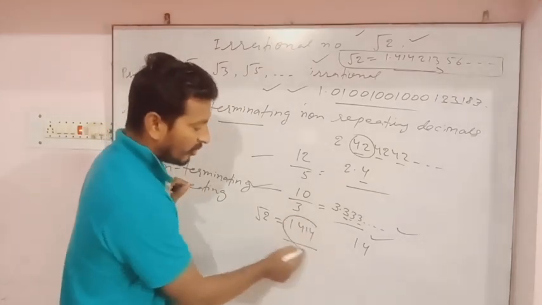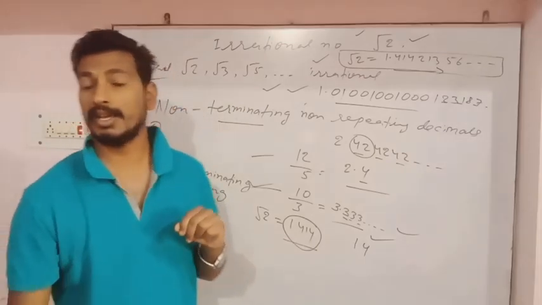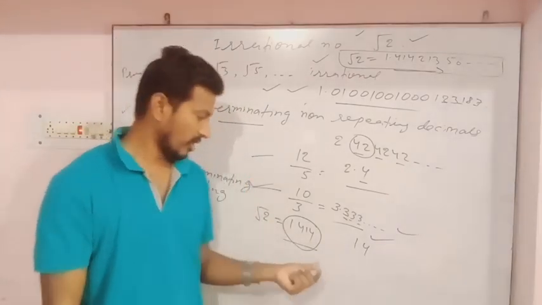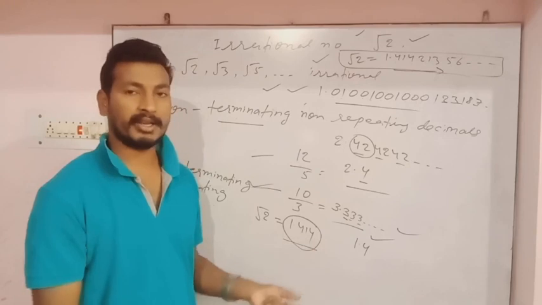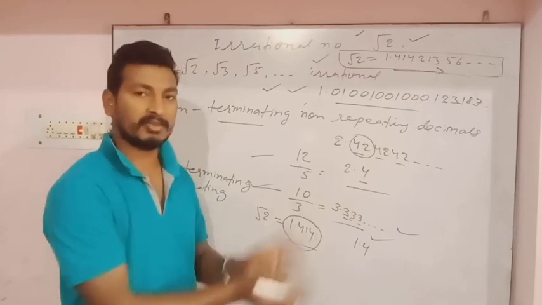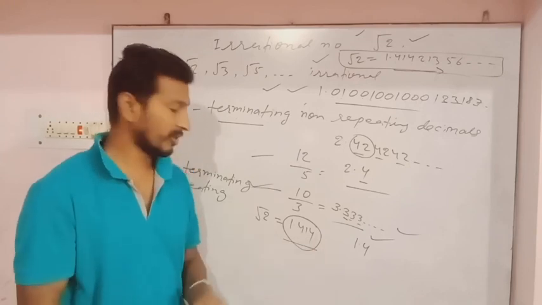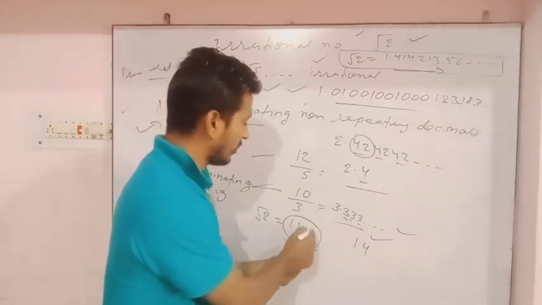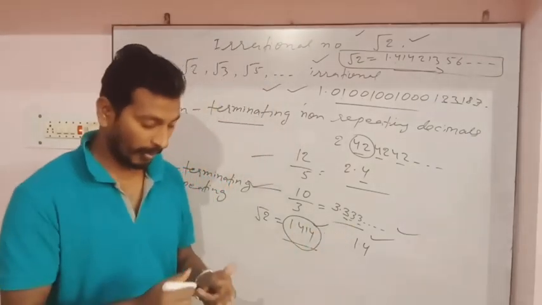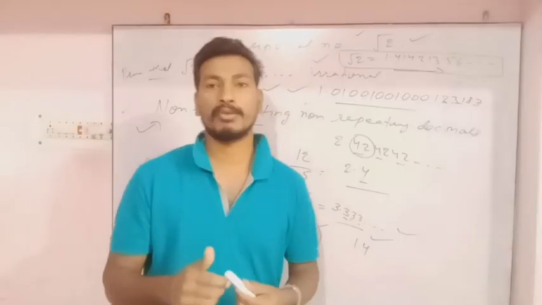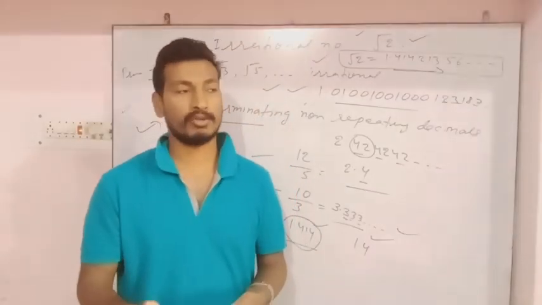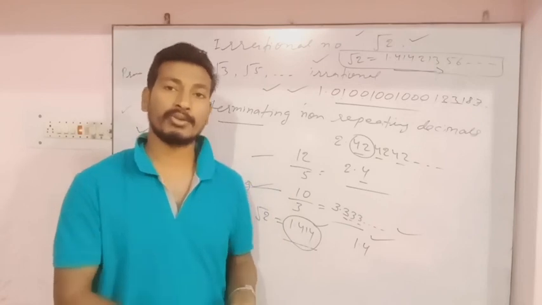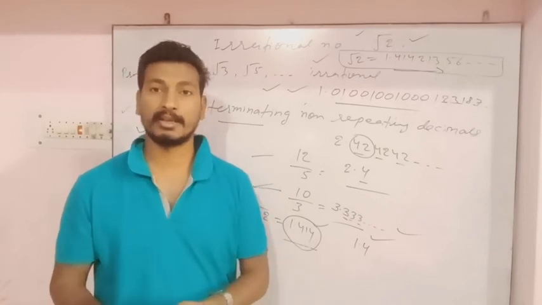And 1.414 is not irrational. This is rational, because this is terminating. And if a decimal is terminating, it means it is a rational number. That's why this is not an accurate value. This is an approximate value. Now, how do we prove that root 2 is an irrational number?